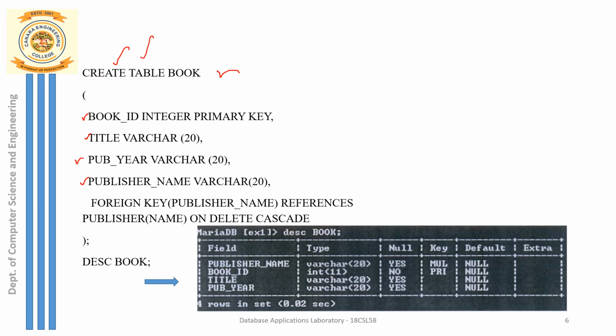And it is already mentioned in the question that book ID is a primary key. The meaning is book ID can never be null, and one more thing is the values that you enter for book ID must be unique in nature. So here I have specified book ID as primary key, and the next one, title, is of type varchar whose size is 20. Publication year is again of type varchar whose size is 20. Then the publisher name, you can see the data type is again varchar and the size is 20.